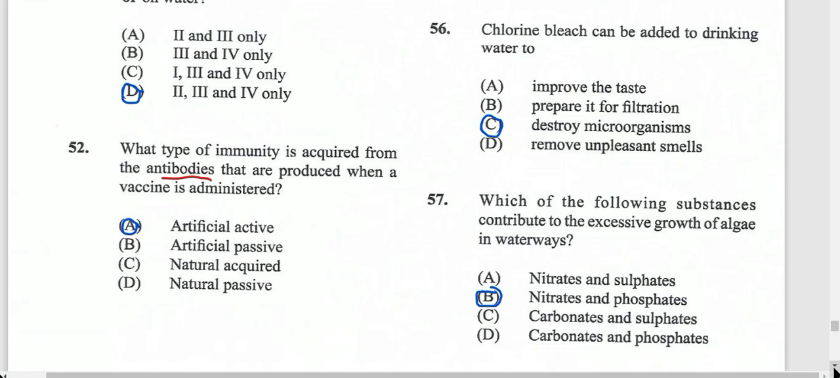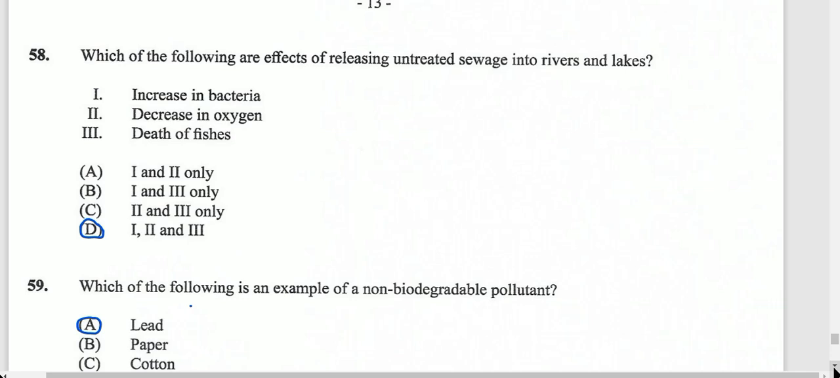57. Which of the following substances contribute to the excess growth of algae in waterways? It's always going to be nitrate and phosphate. Nitrate and phosphate. So B is your answer for 57. We move on down to 58. Which of the following are effects of releasing untreated sewage into rivers and lakes? It's going to be all of the above. D is your answer for 58.